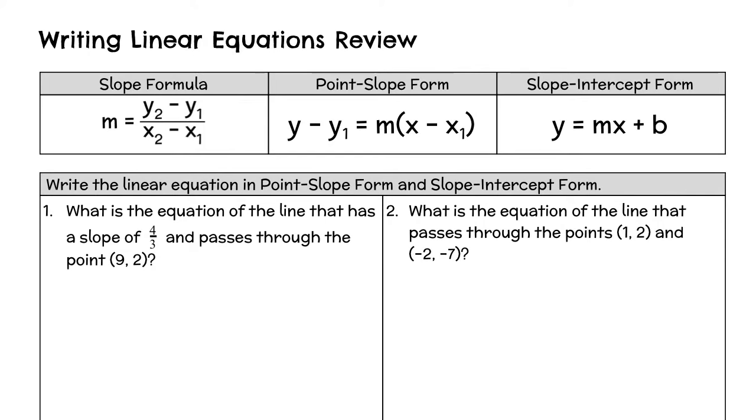Hello everyone. Today we're going to review writing linear equations. We learned how to write a linear equation from a slope and a point, from 2 points, from a table, and from a graph. And for the most part, you're going to follow these three formulas. You need to find your slope first, plug it into point slope form, and then convert that into slope intercept. So let's just get straight into the first problem.